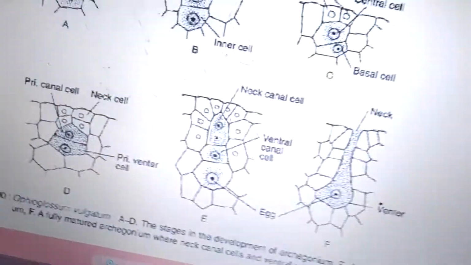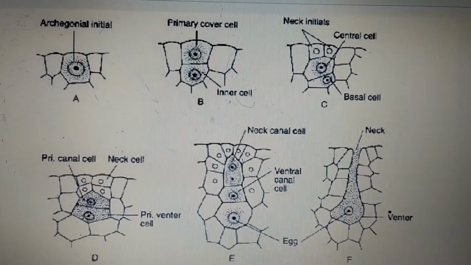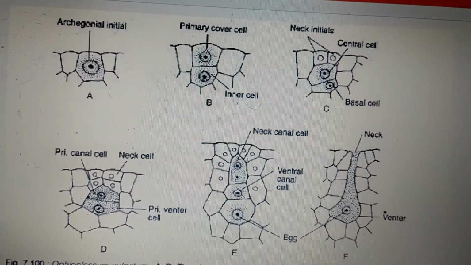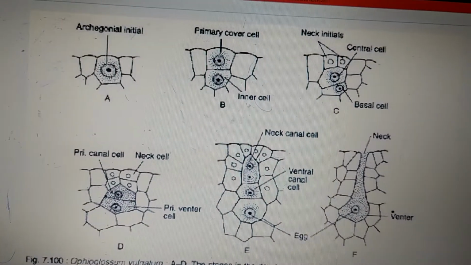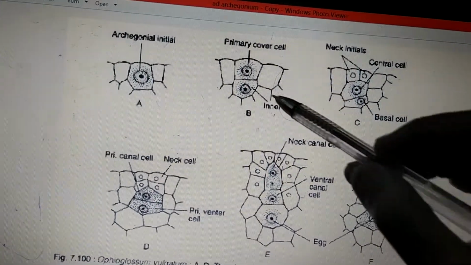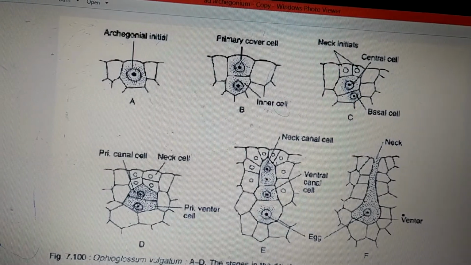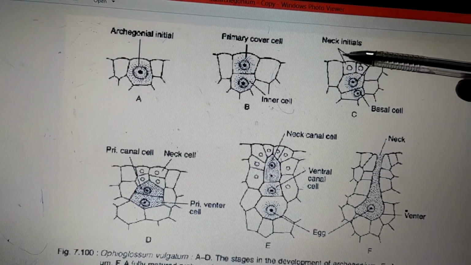So these neck initials are going to form the neck of the archegonium, whereas the venter initials are going to form the flask-shaped venter, which is going to hold the mature egg later. So this was the destination of the primary cover cell. Now we are left with the inner cell. This inner cell is going to divide transversely, leading to the formation of 2 cells.